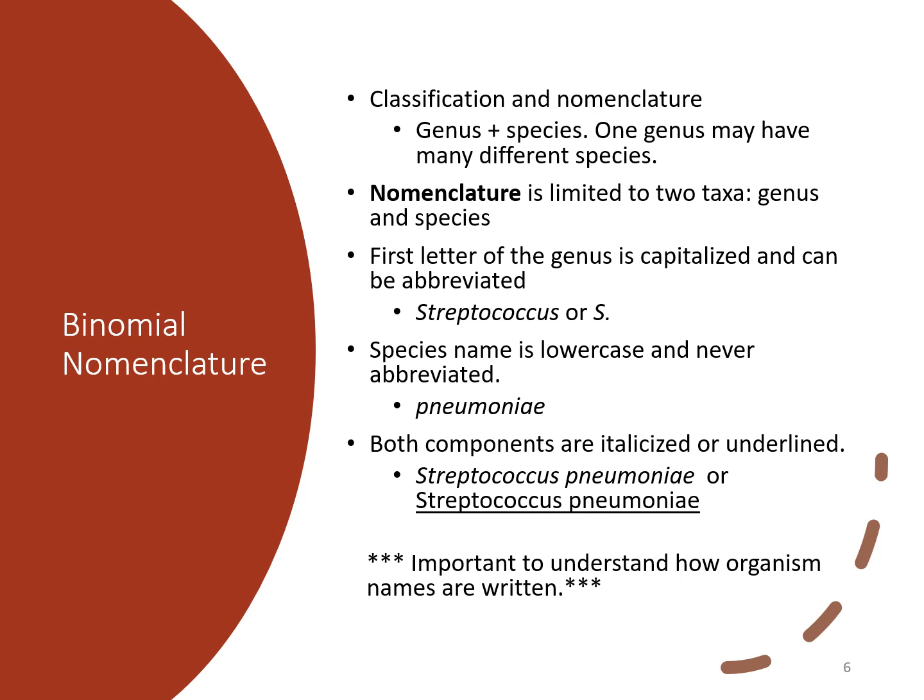Both are italicized. So if you're typing it out, you would italicize it. But if you're writing it by hand, then it would be underlined to indicate the genus and the species. You will use this throughout your microbiology course, so you need to be very familiar with how you write out an organism's name with the genus and the species.